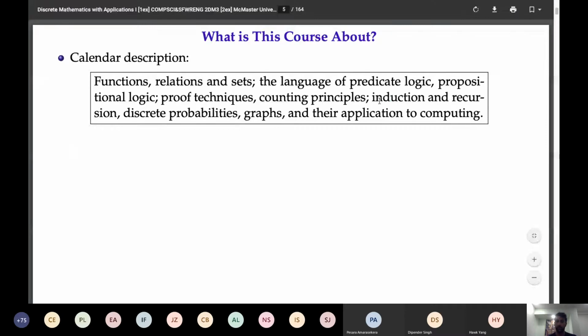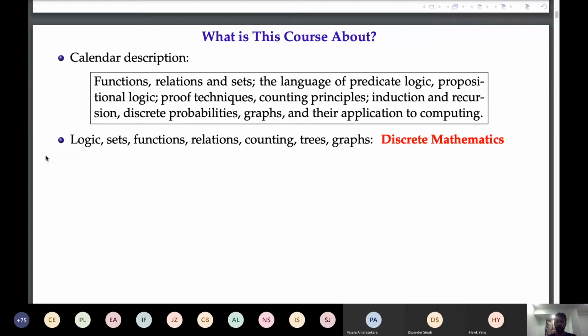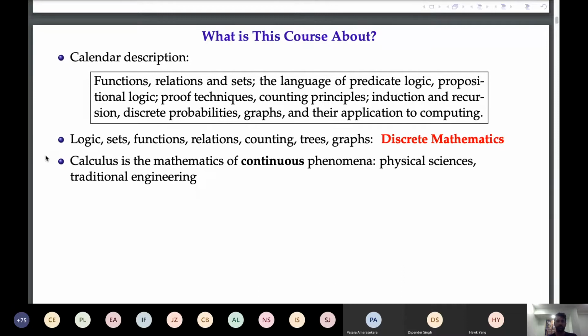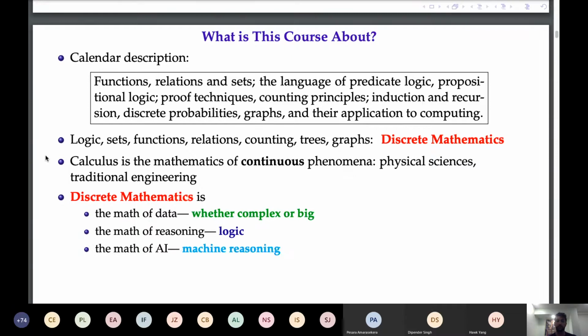We'll definitely focus a lot on induction as we get to it. There will be heavy focus on actually applying what you learn to programming. A lot of things you will have seen before. Discrete mathematics in particular is for complex data, for logic, for AI, and it's the math of software.